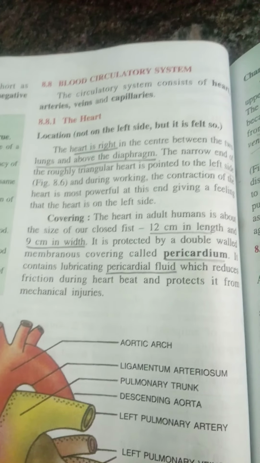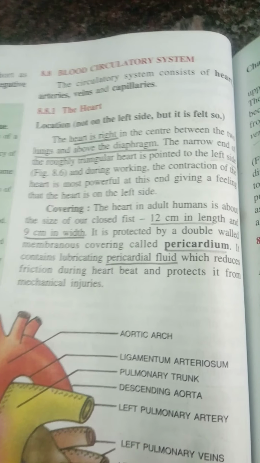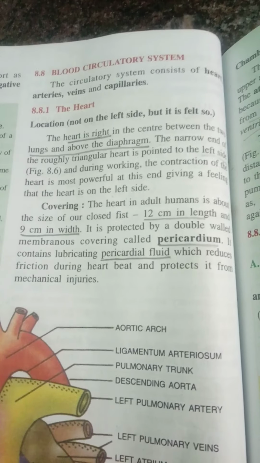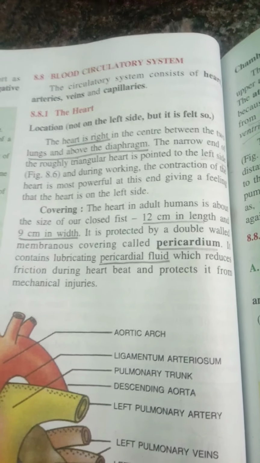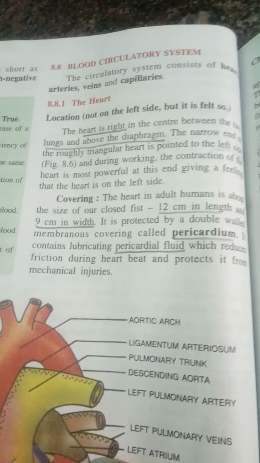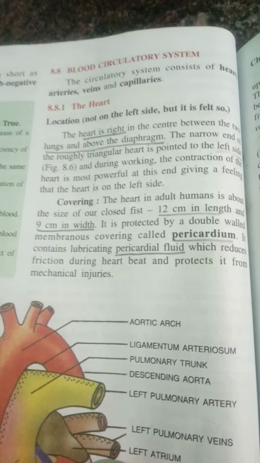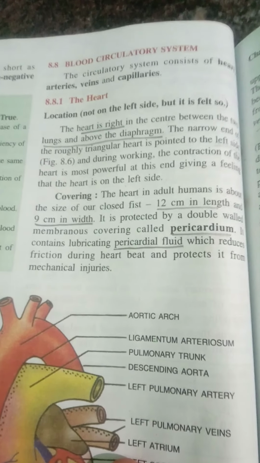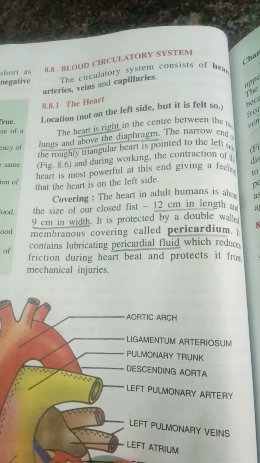Dear students, let's learn about the blood circulatory system, how the blood circulates in our body. To circulate the blood in our body, it requires heart, arteries, veins and capillaries. The blood circulatory system consists of heart and blood vessels like arteries, veins and capillaries. Let's discuss one by one.